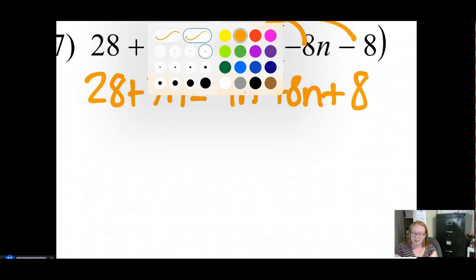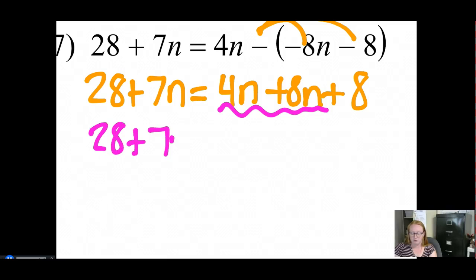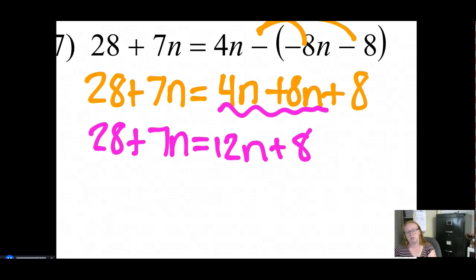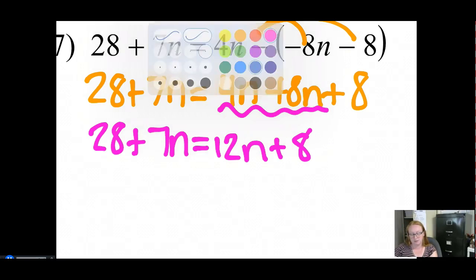There's a couple of choices as to what you could do first, so you can either combine like terms or you can move things over to the other side and use some properties of equality. I personally like to combine like terms, so that's what I'm going to show you. Okay, so I have 4n plus 8n makes 12n plus 8. I do want to show you a mistake here because I'm seeing a lot of people do this.